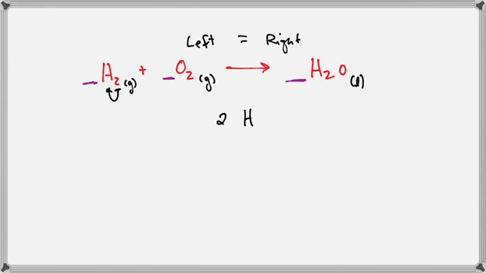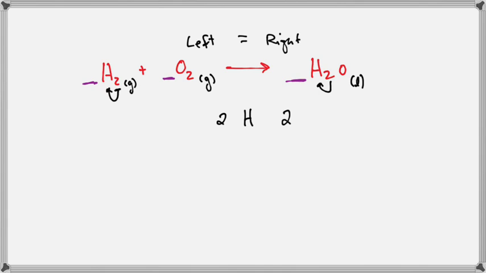And I look at the right-hand side of the equation. How many hydrogens do I have? Again, 2. So if I'm looking at balancing, my hydrogens are balanced. Left and right, I have the exact same number on both sides of the equation. Everything's dandy.